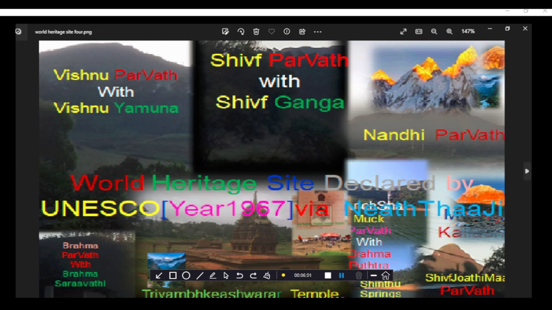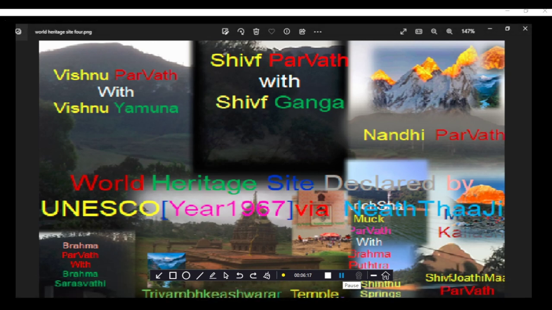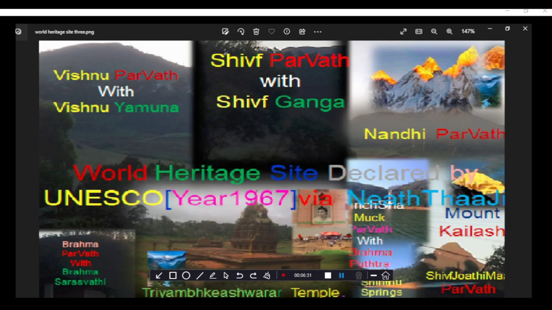If there is a house, there must be a proper ground base. That's a beautiful location. Then the roof must be there. There also are beautiful natural designs, wonderful in this location. That is why they have declared it a World Heritage Site by UNESCO in 1967. We can go through another view of Mount Kailash. You can see the yellow mount, the yellow color formation of Mount Kailash.